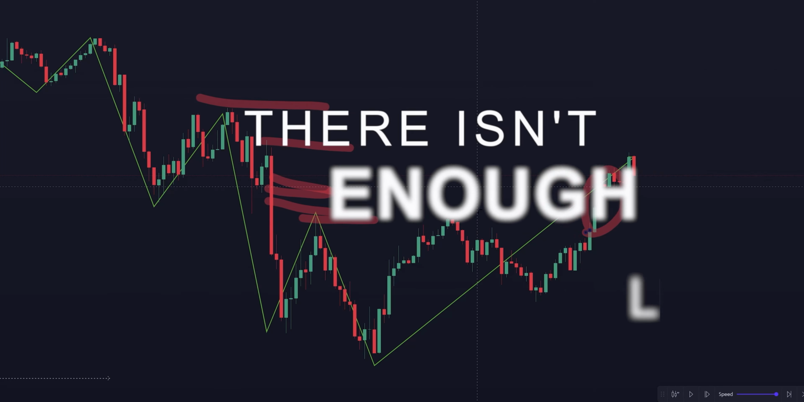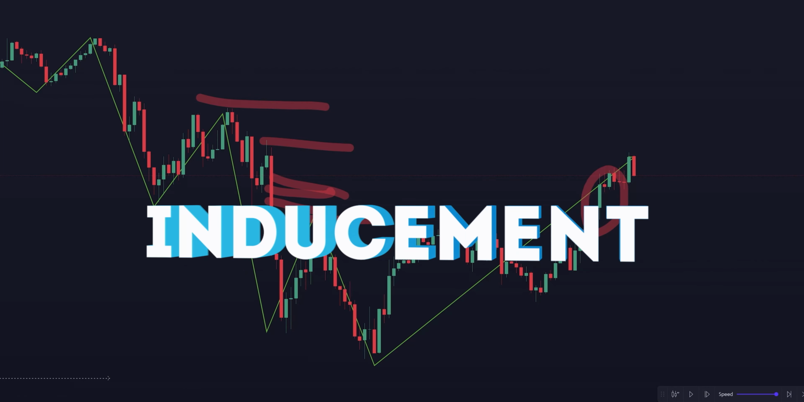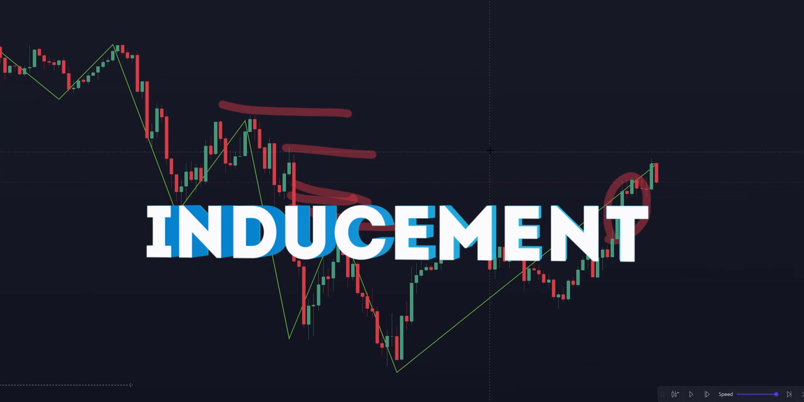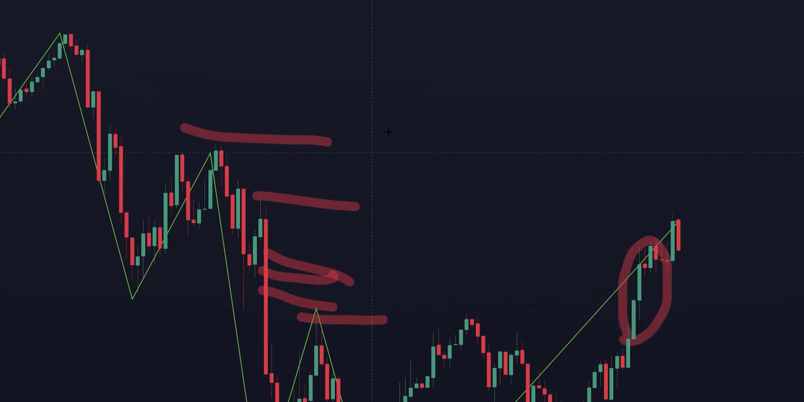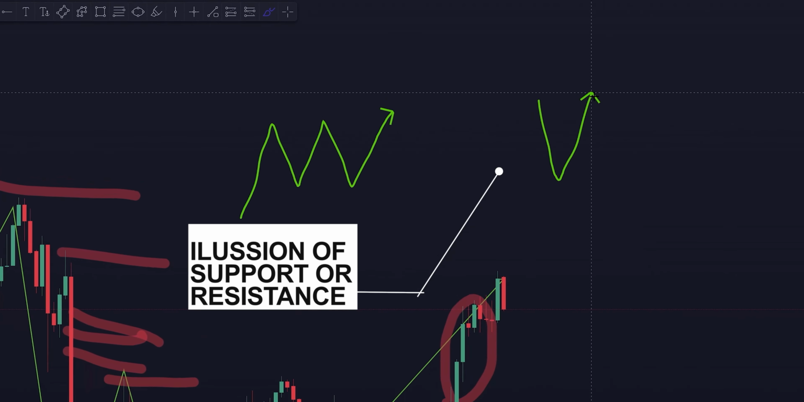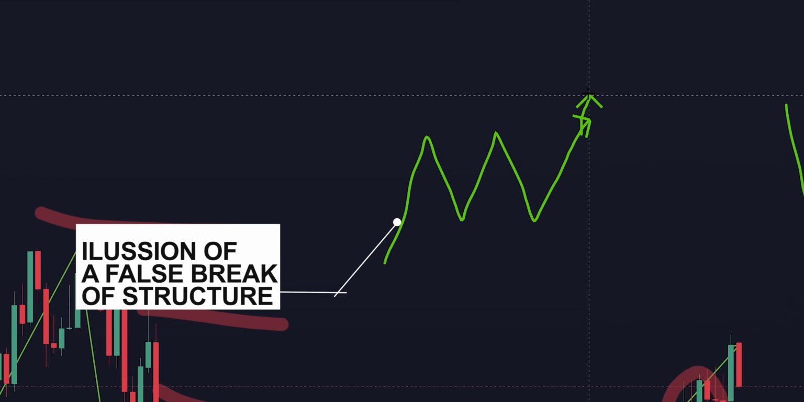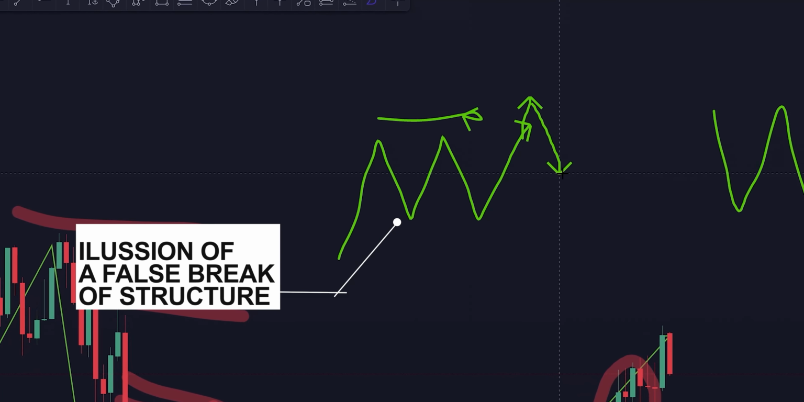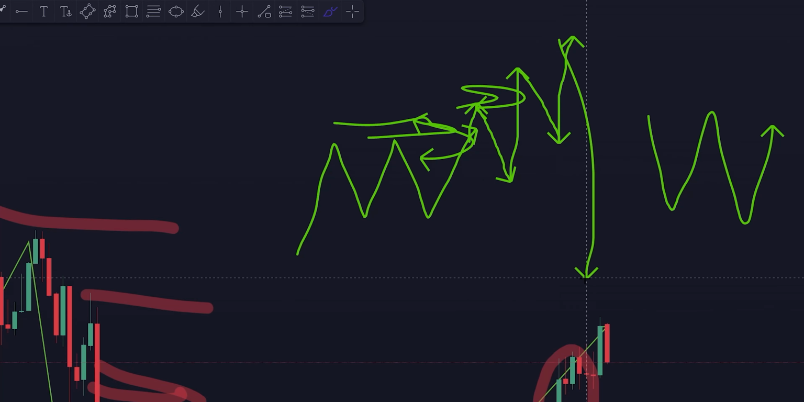But what happens when there isn't enough liquidity? Well, that's when the famous inducement or liquidity engineering happens. For an inducement to occur, you need two critical elements. First, the illusion of support or resistance, could be equal highs or equal lows, whatever. And secondly, the illusion of a false break, falsely breaking above the equal highs. And this can happen many times. If you know about the Wyckoff theory, then you probably know that there might be multiple false breaks before the next move to the downside.